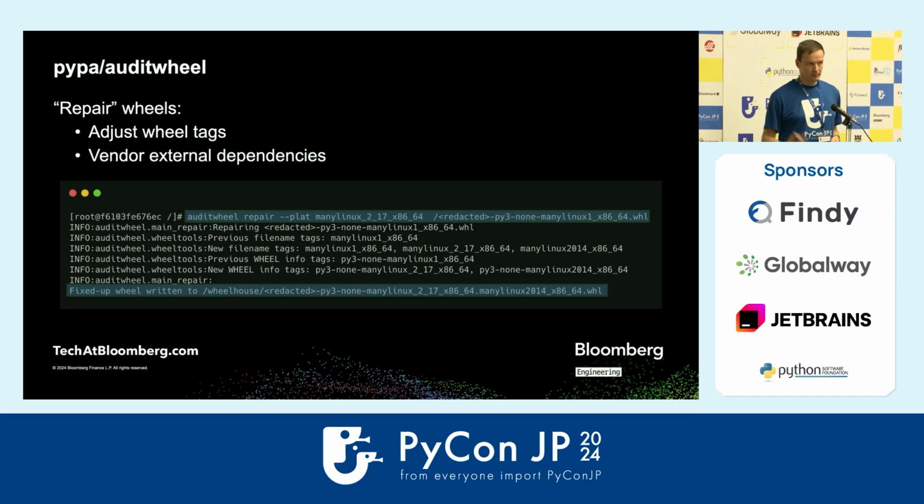But something much more useful it can do is it can repair wheels. So it can basically vendor the external dependencies and then make them unique to the wheel. And besides this, it will also adjust the wheel tags correctly. So you don't have to basically worry about any of this. As soon as you build a wheel, you can just run it through Audit Wheel, and it will basically make it Menelux compliant. And you can see here in the example, I actually fed it the incorrectly tagged Menelux 1 wheel, and out came a correctly tagged Menelux 2.17 wheel, correctly tagged.